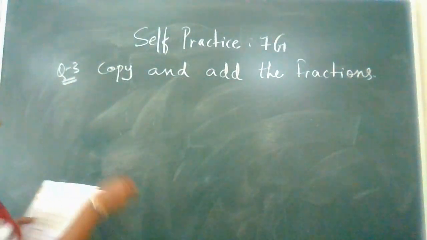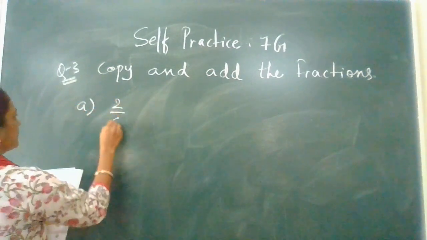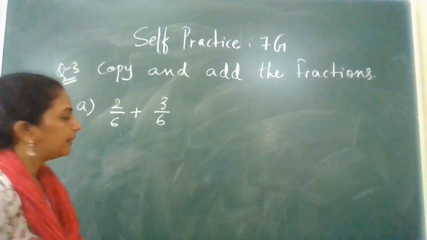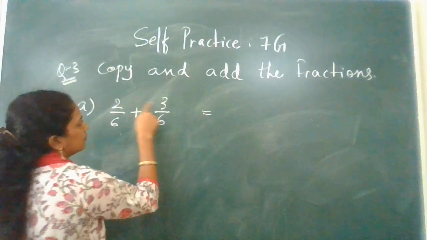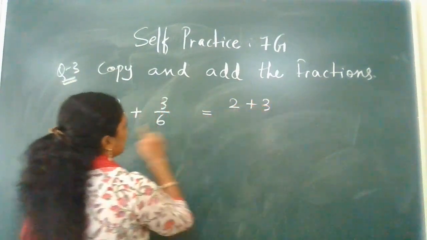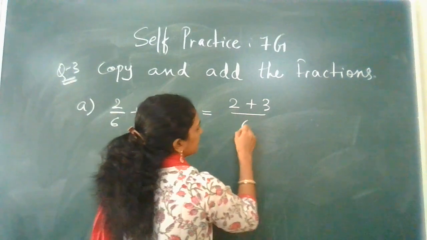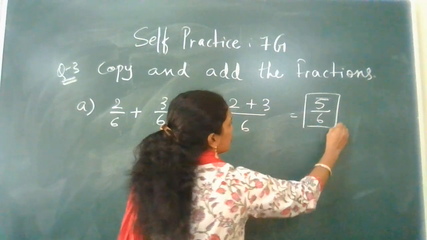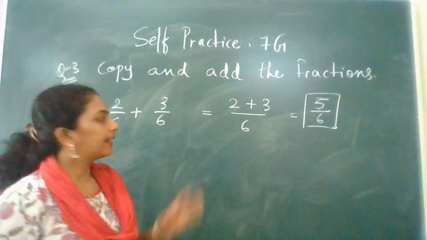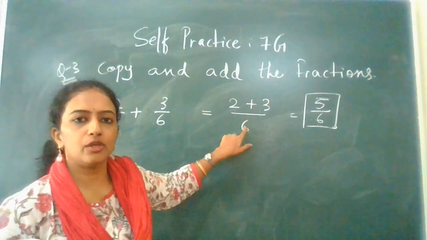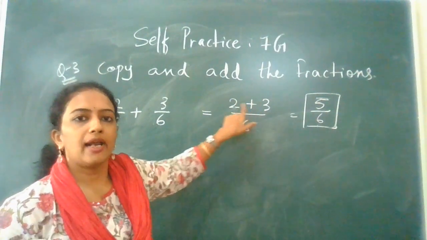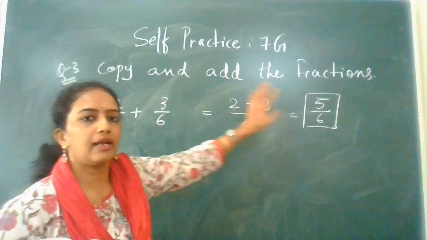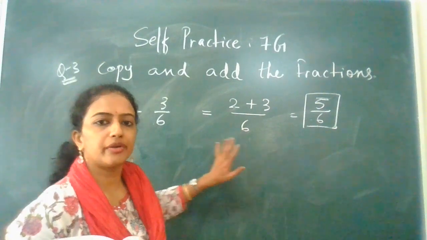Okay, here A is 2 upon 6 plus 3 upon 6. This is your A of question 3. Now as I said, you have to do 2 plus 3. The 6 is common, so here you write 6 and here 5 upon 6. You don't have to write the answer directly. It is compulsory to show what you are adding, how you are adding the numerator, and how you are adding the denominator. This step is very important, so please don't write the direct answer.